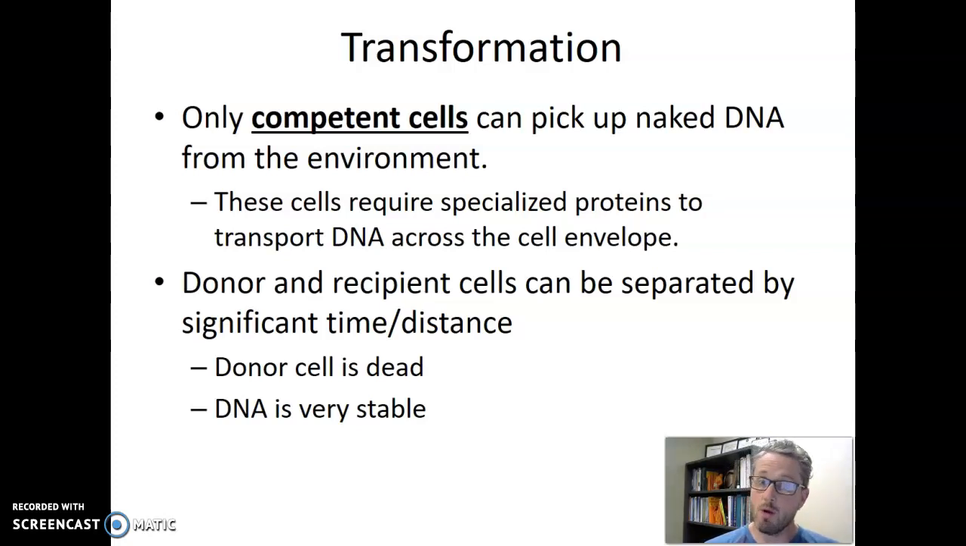The other thing is that with this stable DNA in the environment, it's possible that it could get moved around. If it gets put into a body of water in a river, it could start in one place and end up in a different place. So bacterial competent cells are potentially capable of, again, picking up DNA from an organism that lived a long time ago, or picking up DNA from an organism that lived far, far away from where it is. And that's unique or interesting about the transformation process.